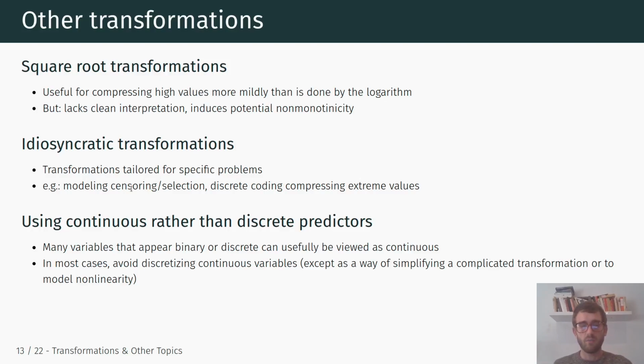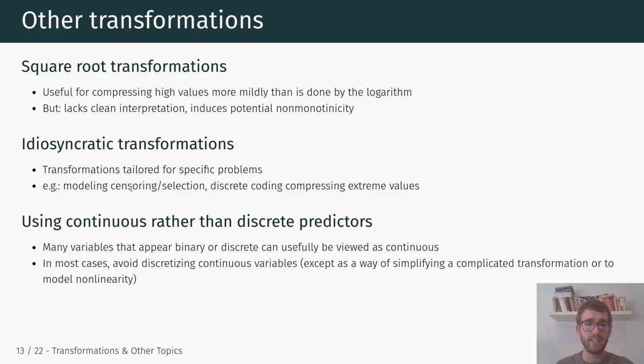In general, one thing to keep in mind is that sometimes it's also possible to use continuous underlying variables rather than discrete predictors. In the book, there's this example of left-handedness and right-handedness, which you could think of as a dichotomous indicator, but ultimately, if you measure left-handedness and right-handedness, you could in a survey also measure this using a continuous scale. And so oftentimes many variables that appear binary or discrete can actually be usefully viewed as continuous, and to the extent that you can measure them as continuous concepts, this ultimately captures more information.